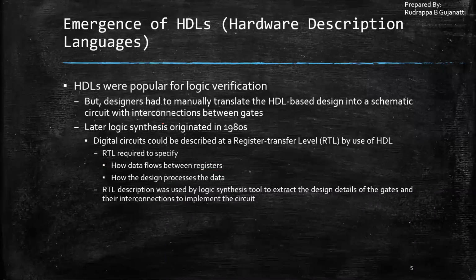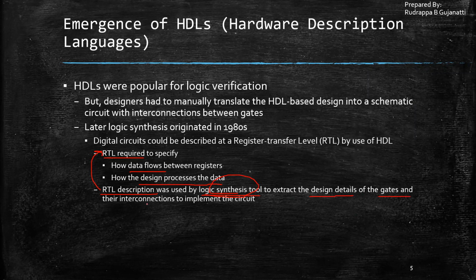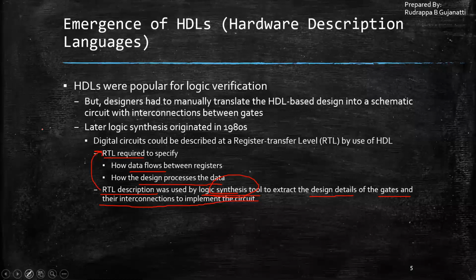Now the RTL description used the logical synthesis tool in order to basically extract the design details. So in this one, how the interconnections are present. So the RTL description is mentioning the data flow and the design processes that will be done on the data. Along with this, it made use of the logical synthesis tool in order to obtain some detailed design. That is how the gates and their interconnections would be implemented in the circuit.